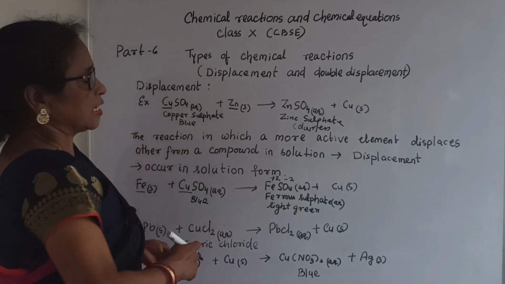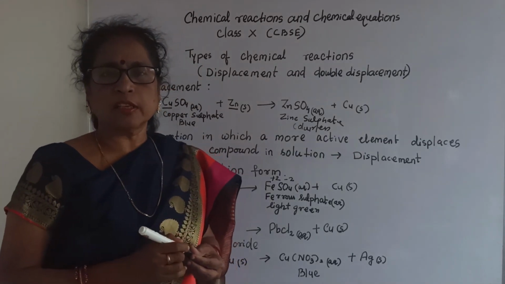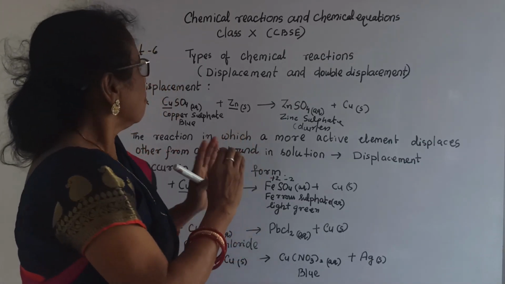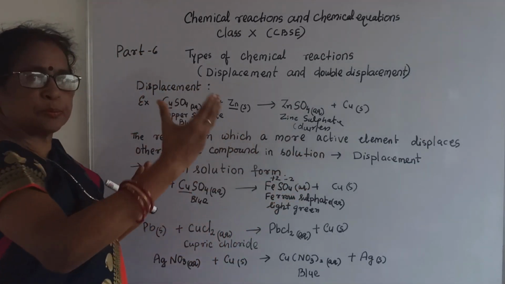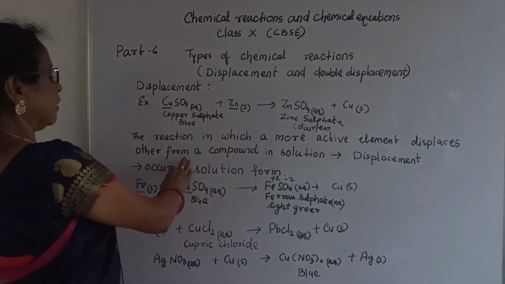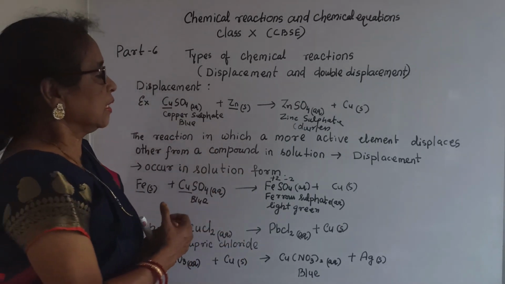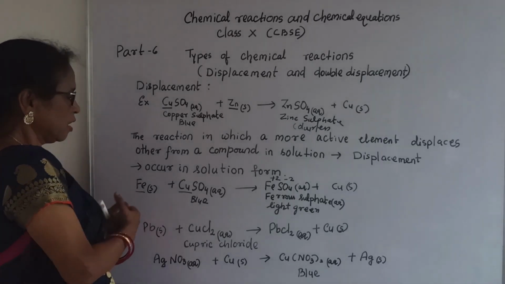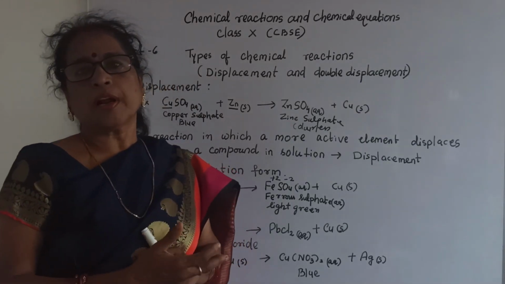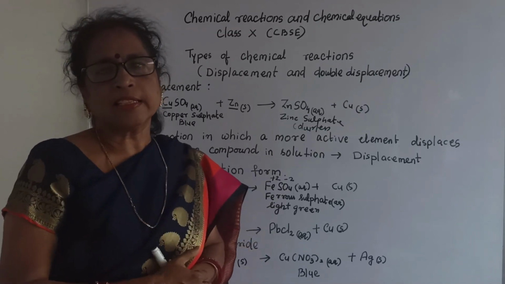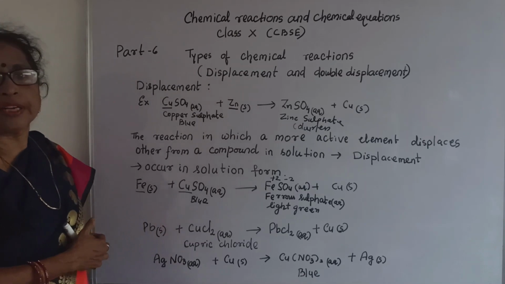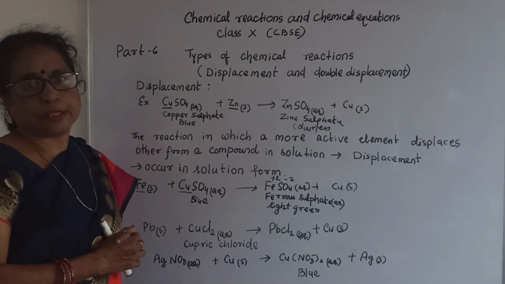That means this is the type of displacement reaction. What is a displacement reaction? One in which a more active element displaces the other, less active element in the compound solution. This is called a displacement reaction. It indicates which is more active and which is less reactive. Next we will see what is double displacement.